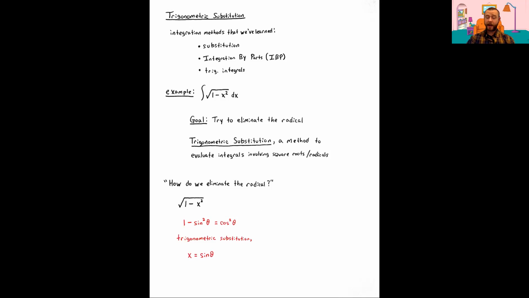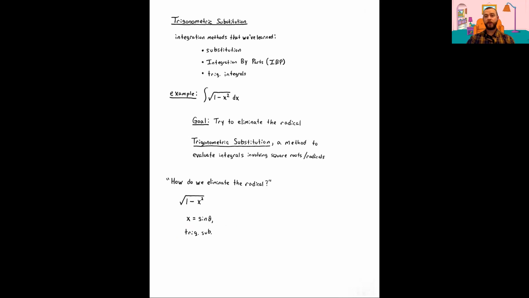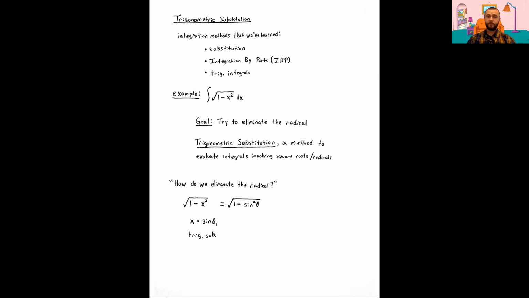All right, let's see why that works. We're going to make the substitution: replace everywhere in that expression x with sine of theta. Right now, we're going to look at how the radical gets eliminated. So let's plug that in. Replace x with sine of theta, and since it's x squared in the radical, we get sine squared of theta. Just be careful with your notation for powers of trig functions.